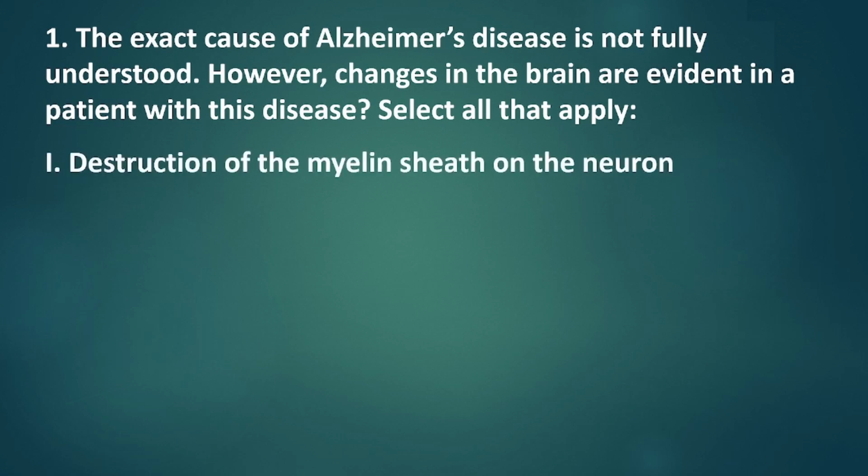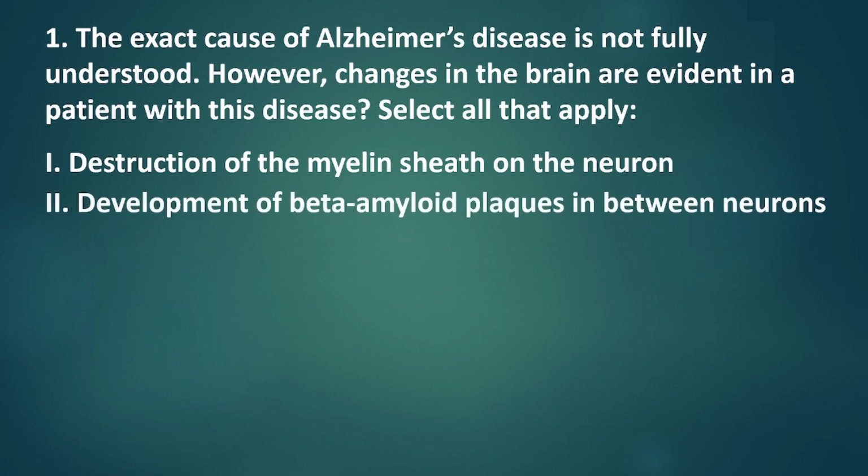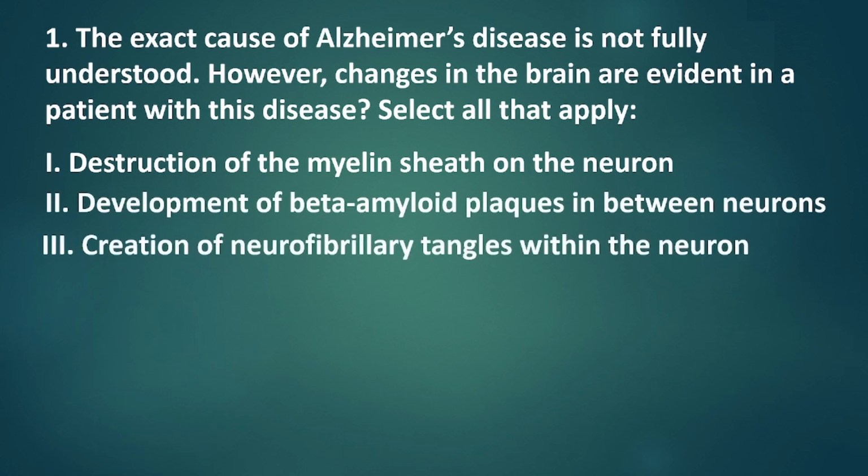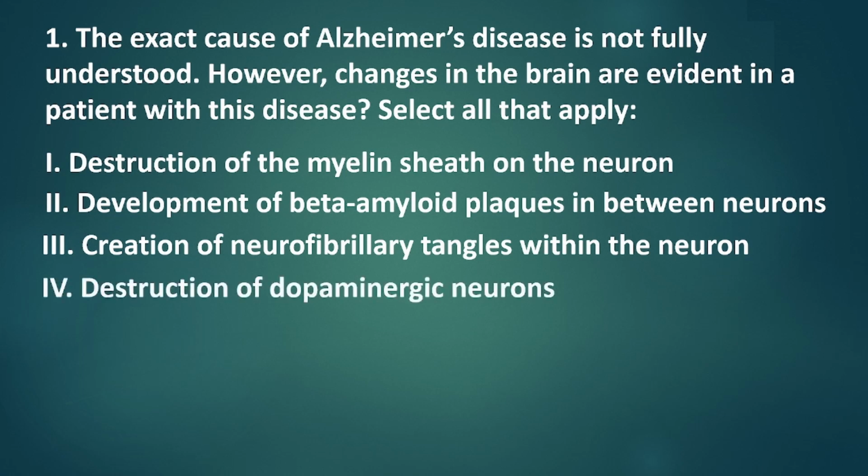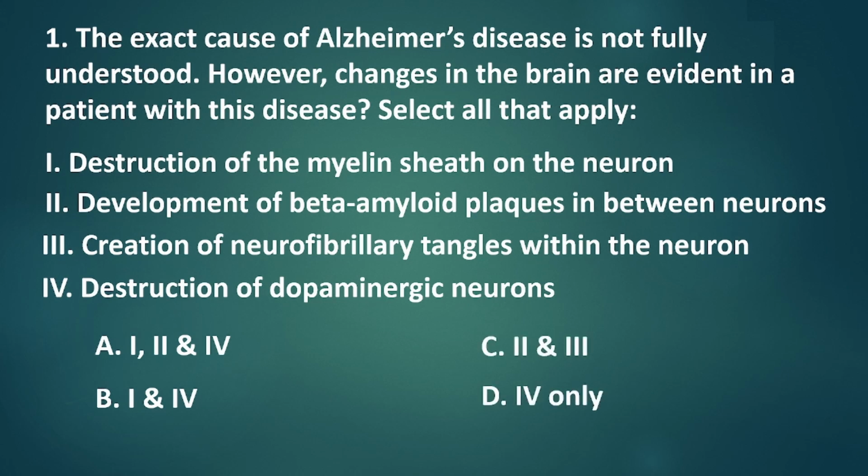1. Destruction of the myelin sheath on the neuron. 2. Development of beta-amyloid plaques in between neurons. 3. Creation of neurofibrillary tangles within the neuron. 4. Destruction of dopaminergic neurons. A. 1, 2 and 4. B. 1 and 4. C. 2 and 3. D. 4 only.